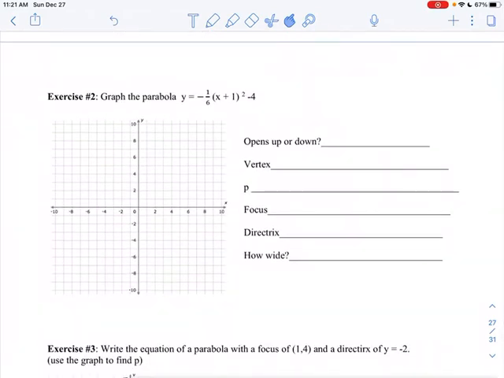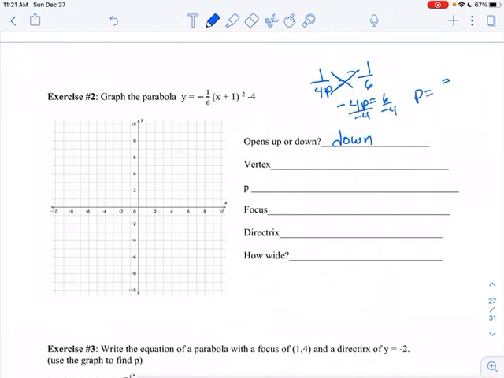Graph the parabola y equals negative 1/6 (x plus 1) squared minus 4. All right, well, this opens down, and I know that because that's negative in front. So I'm going to take 1 over 4p and set it equal to negative 1/6, because I'm trying to find out what p is. Cross multiply, and I have negative 4p equals 6. Divide by negative 4. Oops, p is going to be a fraction. P is negative 3/2.